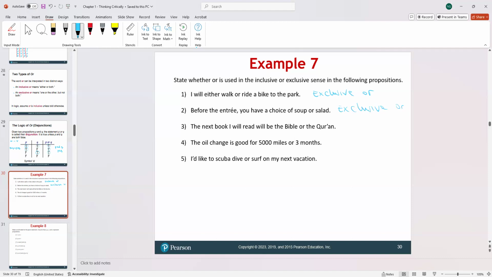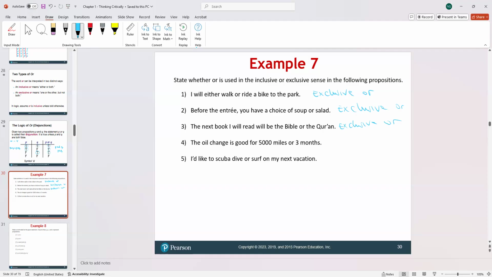We said the next book I will read will be the Bible or the Quran. Which one would that be, please? Yes, again here, I don't know why I chose those. The exclusive or is used here in the sense of which book will be read first. Because can you just read one page in this one and change to the other? No, that would be exclusive or anyway. So it's an exclusive or because you need to decide which one you're going to read first.